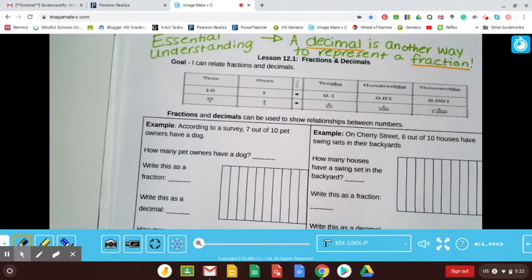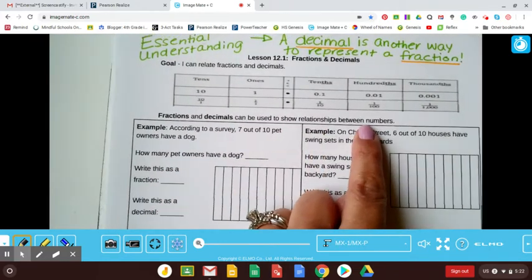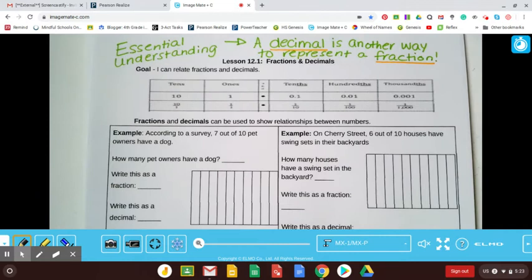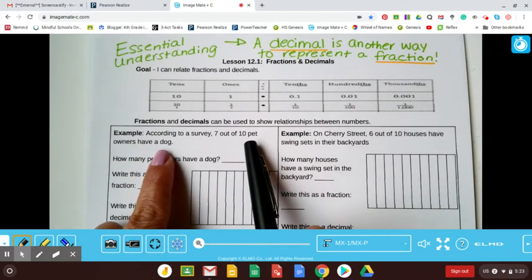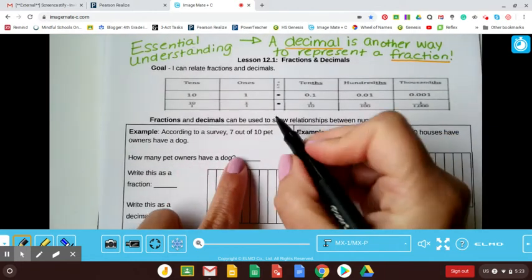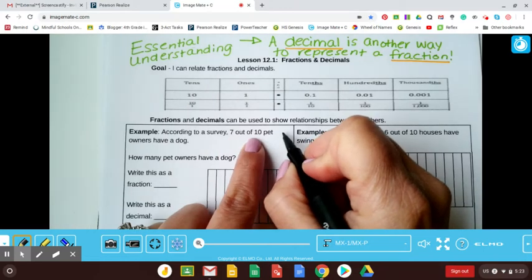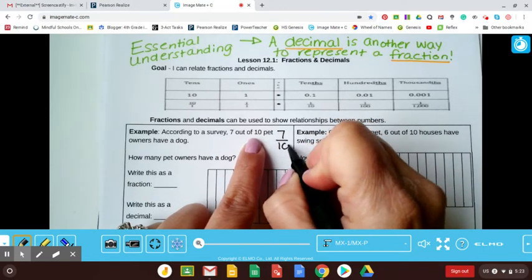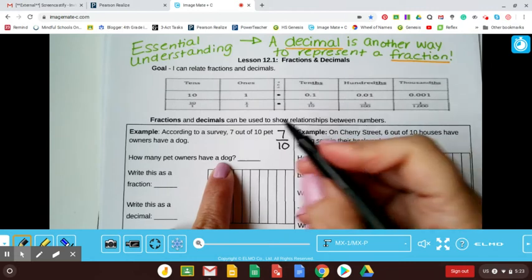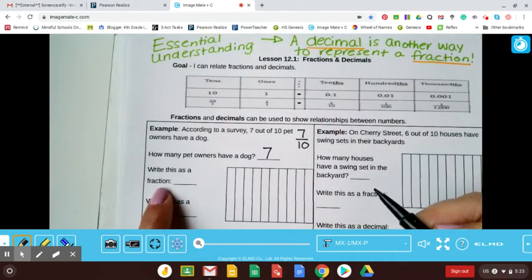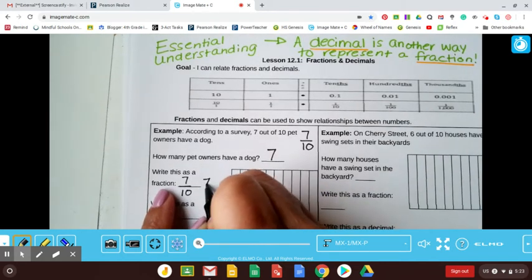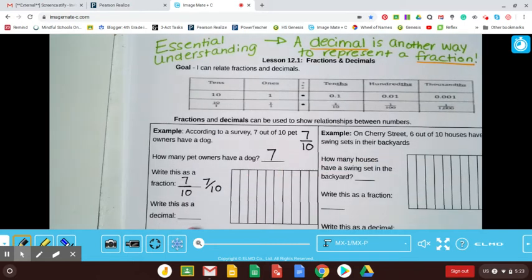Okay. So fractions and decimals can be used to show relationships between numbers. And I want to take a look at this problem here. According to a survey, 7 out of 10 pet owners have a dog. We learned previously in our fraction unit that 7 out of 10 would look like that, 7/10. So how many pet owners actually have a dog? Well, 7. And now we're going to write that as a fraction. So I could say 7 over 10, or I could write it like that, 7/10.